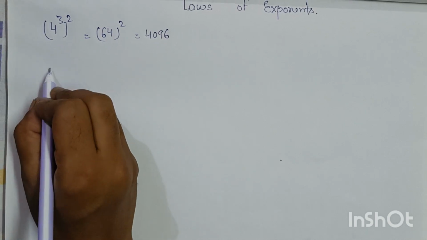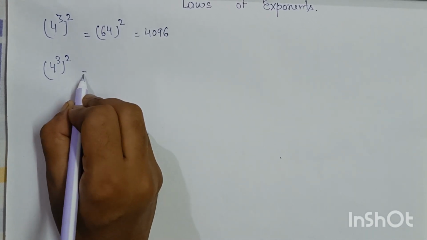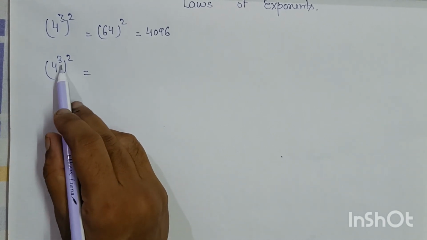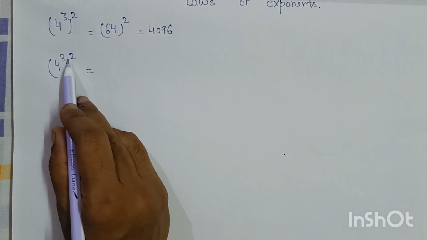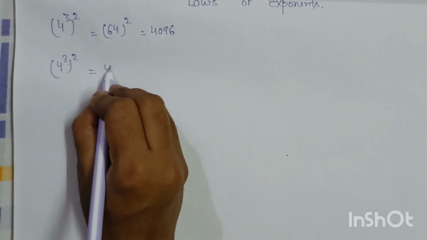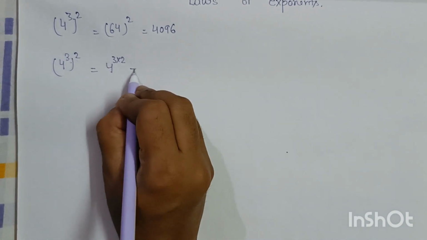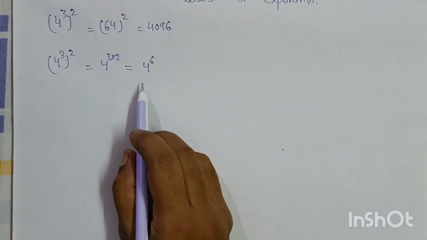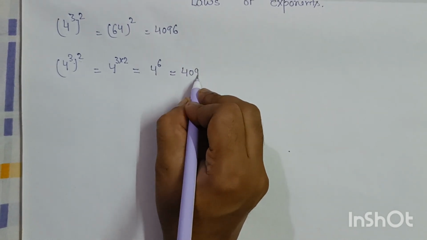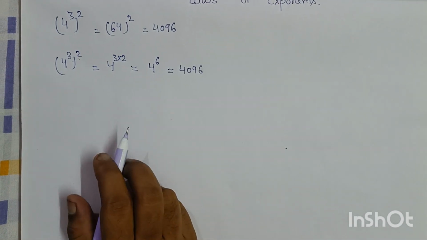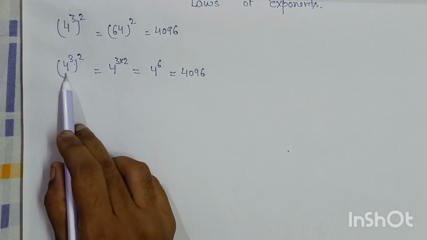Let's see. If I write it as 4 raised to the power 3, all raised to the power 2, this can also be simplified as 4 raised to the power 3 times 2. We can multiply these exponents. 3 multiplied by 2, so we can write it as 4 raised to the power 3 multiplied by 2. 3 2s are 6. And if we simplify 4 raised to the power 6, this is also equal to 4096.